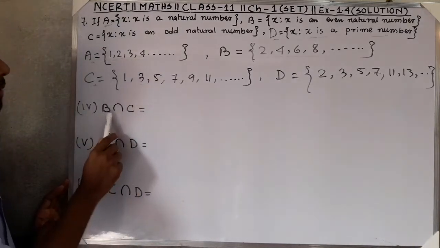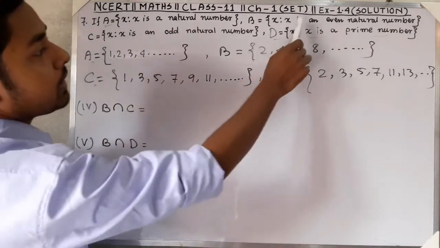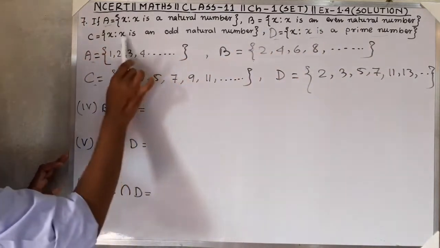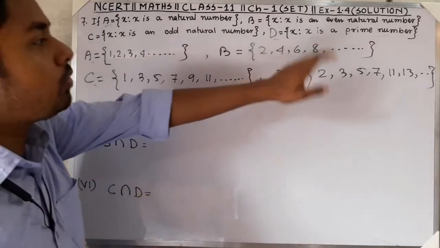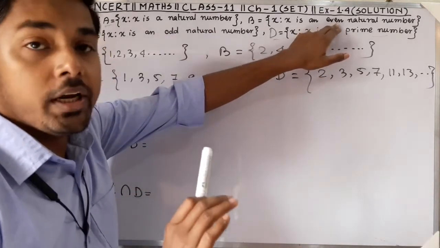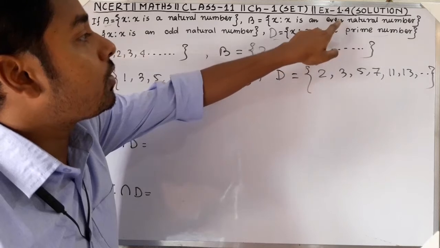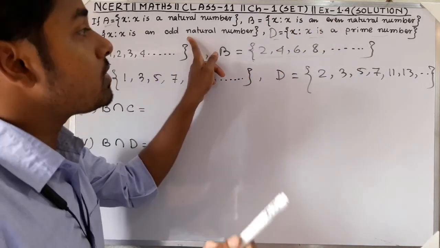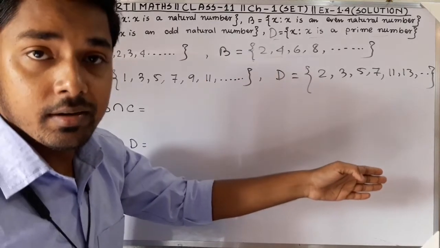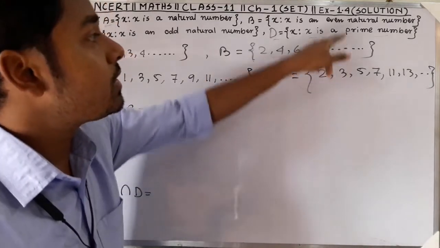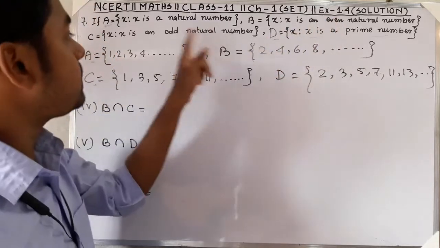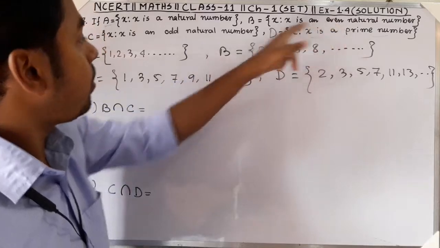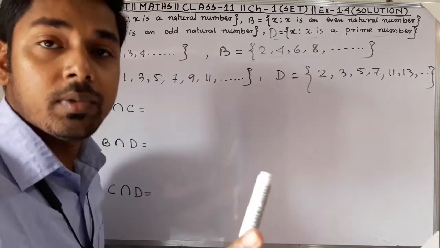Now we have to find out B intersection C. So what is the set B? Set B is an even natural number and C is an odd natural number. So we know that there is no common element for even natural numbers and odd natural numbers, because there is no number which is even as well as odd. ऐसा कोई नंबर नहीं है जो इवन है और ऑड भी है, ऐसा कोई नंबर नहीं है.